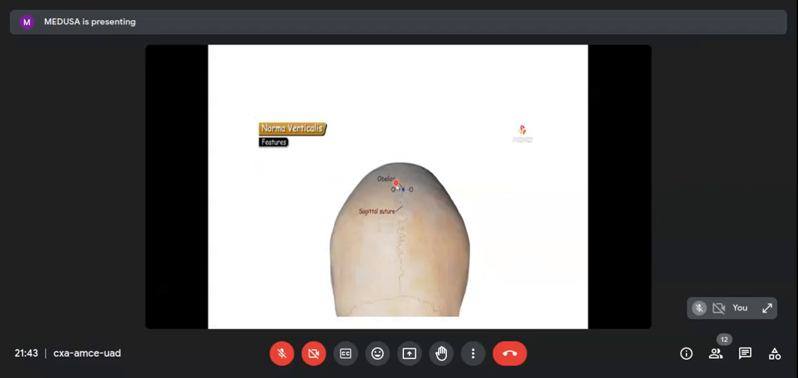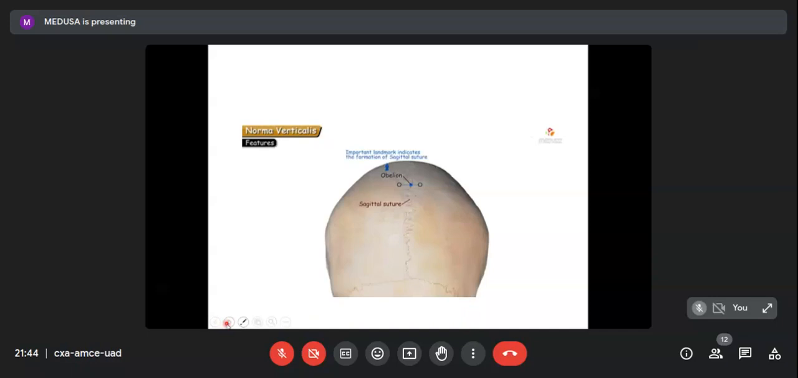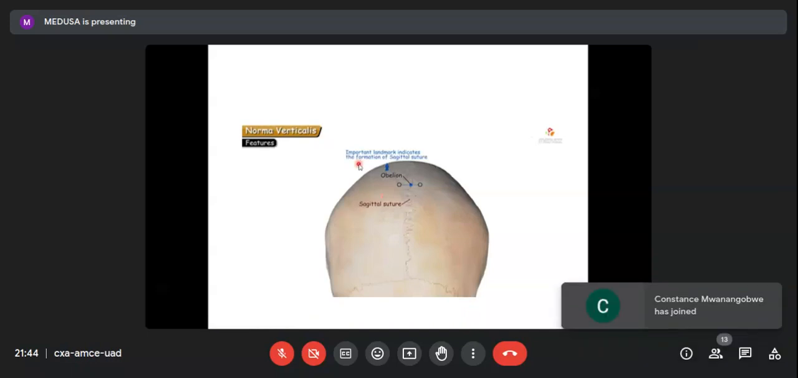And the midpoint of the two foramina, just there on the sagittal suture, is what we call the obelion. I've told you the importance of the obelion. It just shows where the suture starts developing from. The place is called the obelion or berion, depending on who taught you English. So it is an important landmark that indicates the formation of the sagittal suture. Please don't forget that.